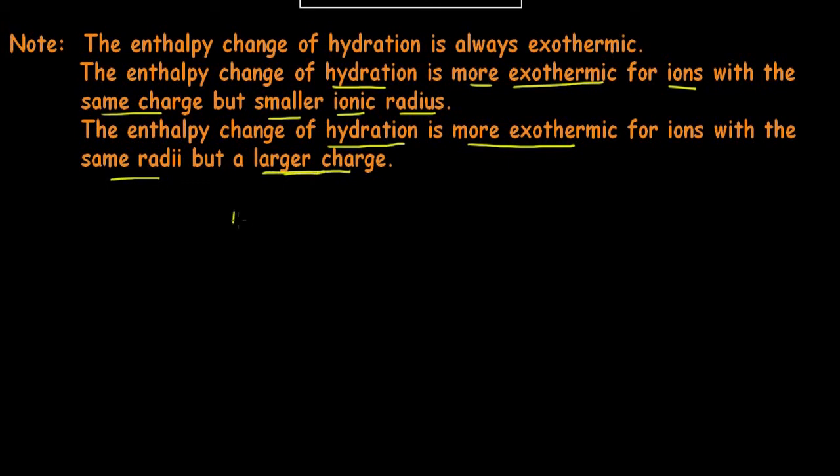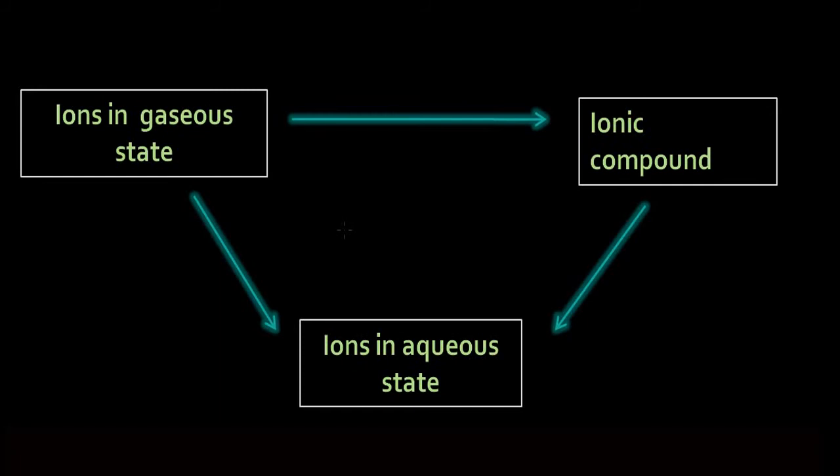That is, suppose we compare the sodium ion and the magnesium ion. The magnesium ion has a greater charge, so the enthalpy of hydration of the magnesium ion will have a bigger negative value. Now let's consider the Hess cycle to understand the enthalpy of solution.